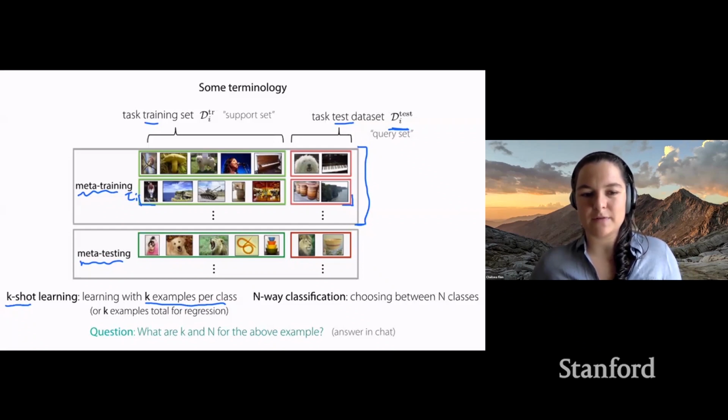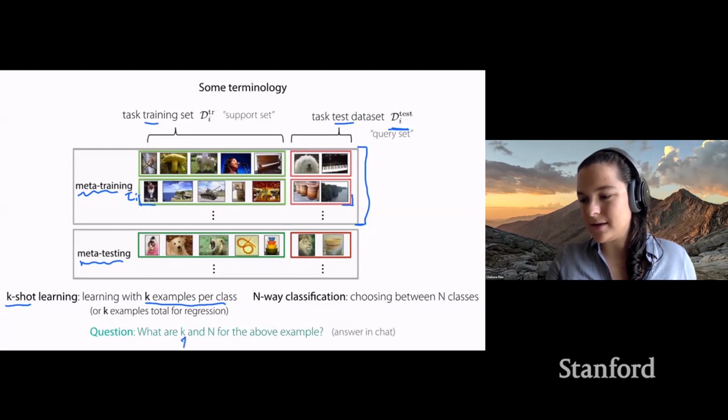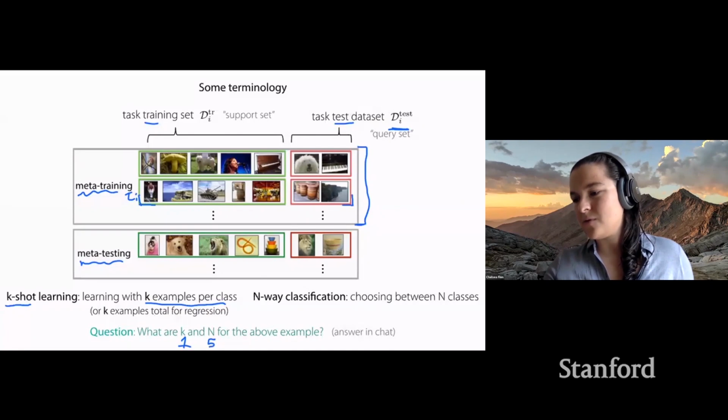So K is the number of examples per class, and N is the number of classes. Great, so it looks like people are entering the correct answer, which is K equals 1 and N equals 5 for this above example, because we have one example for 5 different classes.